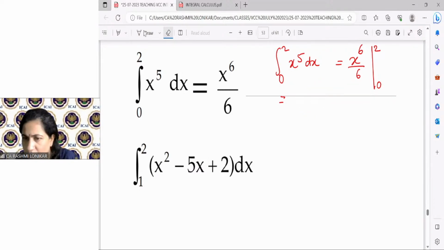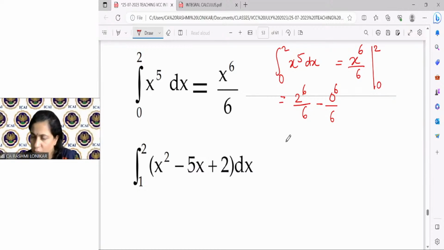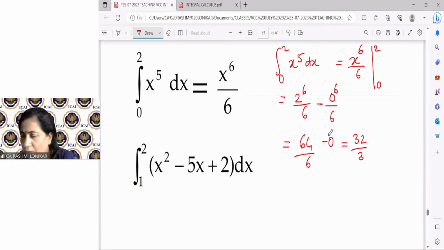I'll put in the value of x: 2^6 upon 6 minus 0^6 upon 6, because the second time I put the x value as 0. So 2^6 is how much? 32 into 2 is 64 upon 6 minus 0. So this is equal to 32 upon 3. So the definite integral of x^5 going from 0 to 2 has the value 32 upon 3.